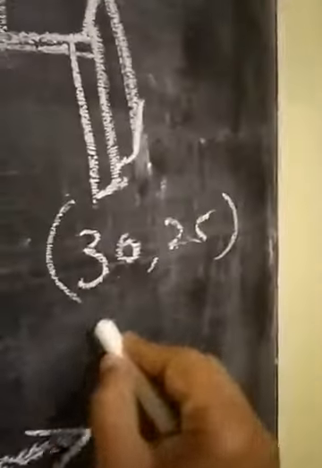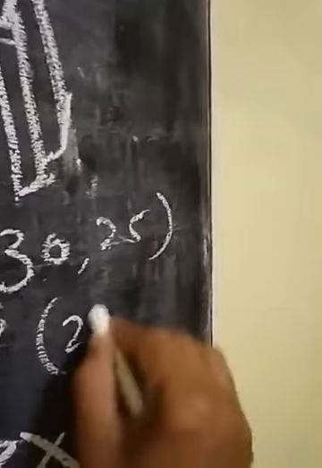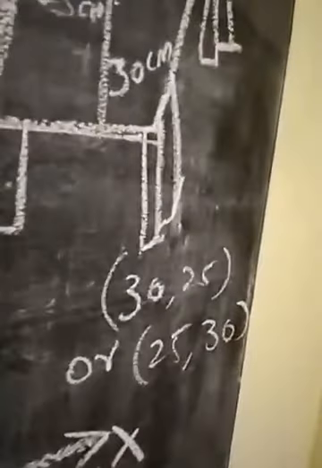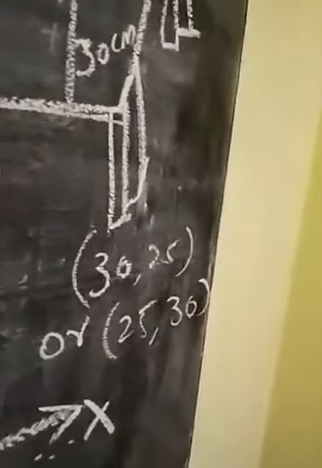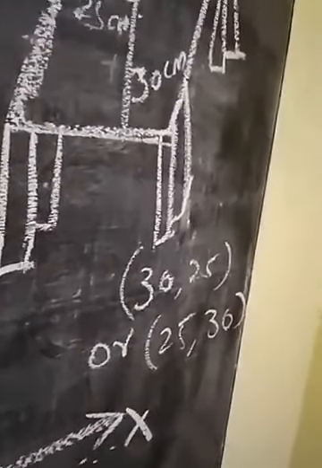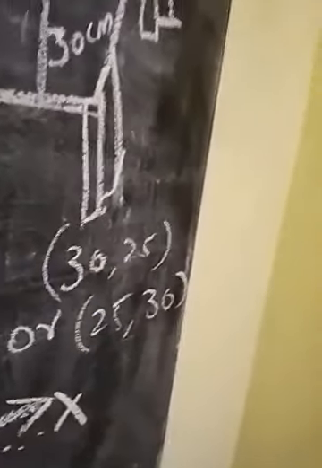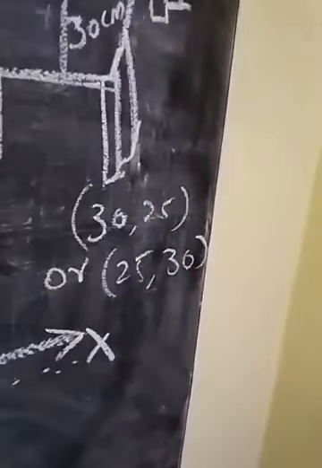You can write the position of the lamp as 30, 25, or we can write 25, 30. So it is not uniform. We cannot say which is constant. So we need one uniformity. To solve this situation, the French mathematician René Descartes found out the Cartesian system.